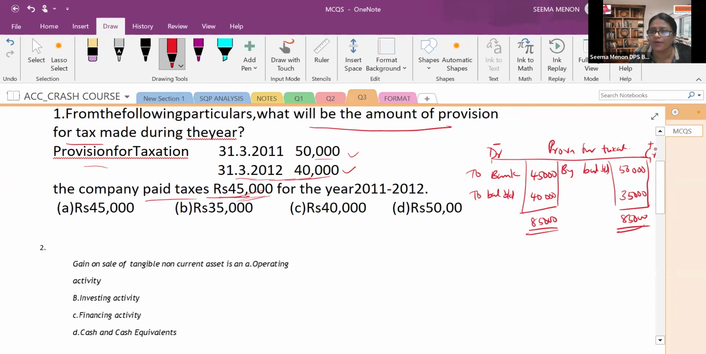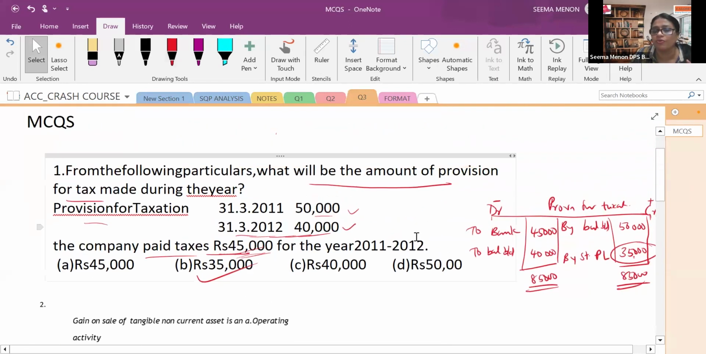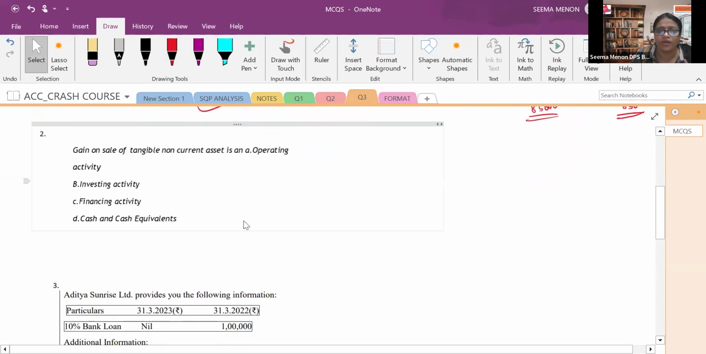That will be the provision for tax, and the provision for tax you always have to show by statement of profit and loss, or you can write simply SPL. That means statement of profit and loss, 35,000. This 35,000 will be shown as a provision for tax made during the year, because whatever provision we made during the year will be debited to statement of profit and loss. So the amount is 35,000. So the answer is B. This much you have to do within 2 minutes, because to solve one marker question, the time limit is 2 minutes.